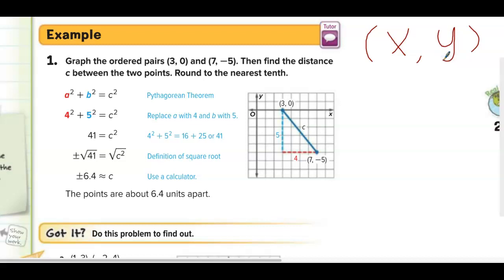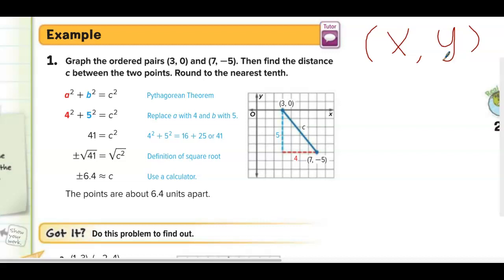And your x's you move which way? Horizontally, so left to right. And then your y's you change up and down vertically, so that would be up and down, right? Okay. Questions about coordinate points? Okay. So in this first one, it says graph the ordered pairs 3, 0, and 7, -5, then find the distance. So the first thing we have to do is graph them.